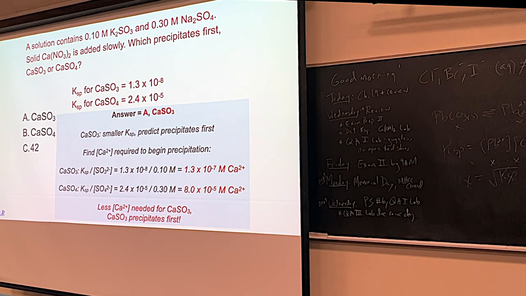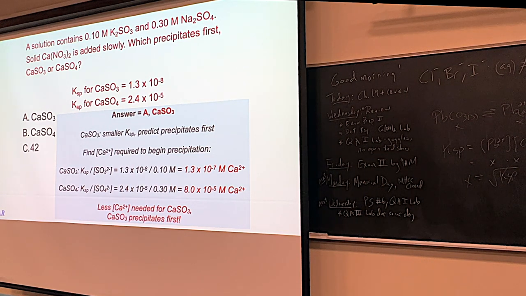What you can do, too, is literally calculate the amount of calcium needed to make a solid form. For both of these compounds, Ksp equals calcium times whatever the sulfate or sulfite concentration is. So right here, this is where you could do the actual math. I'm solving for the calcium ion concentration. For calcium sulfite, I took this number and divided it by the concentration of the sulfite. It's going to take 1.3 times 10 to the minus 7 moles per liter calcium to make solid calcium sulfite appear.